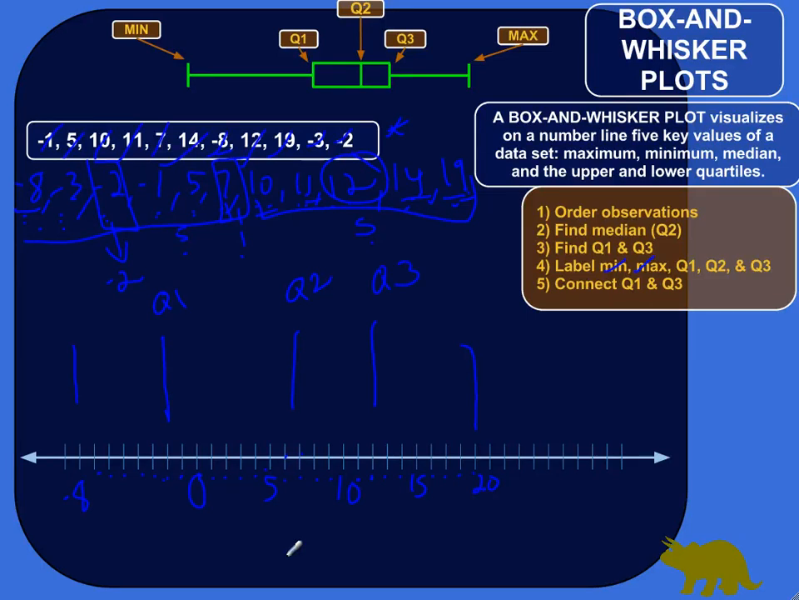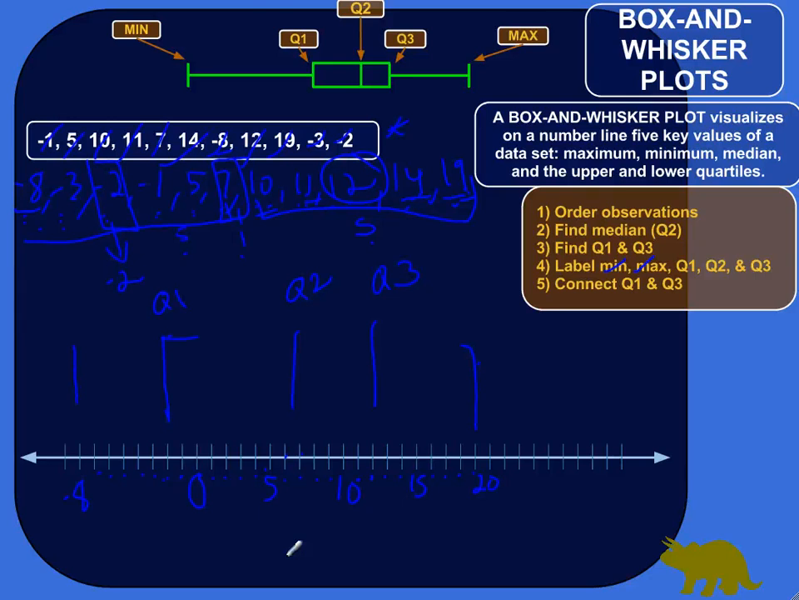Q3. Okay. Now we've got our 5 key points: the minimum, the maximum, the median, or Q2, and then the lower quartile, which is Q1, and the upper quartile, which is Q3. Just different words for the same thing.